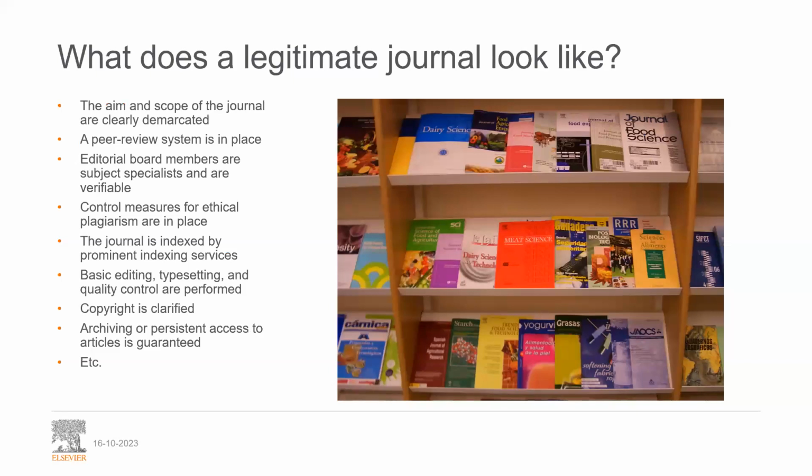Right, so having looked at all the things that can go wrong or that are not done in the right way, what does a legitimate journal look like? All of these characteristics, or most of them, you will see on the journal website. So the aim and the scope of the journal would be clearly demarcated on the website. A peer review system will be in place, and it will be described. The editorial board members will be subject specialists, and they will be verifiable. So there will be an indication of who the editors are and where they are affiliated.